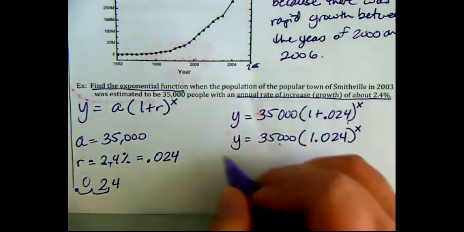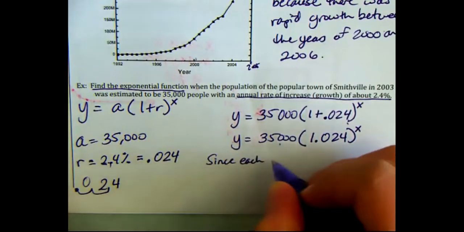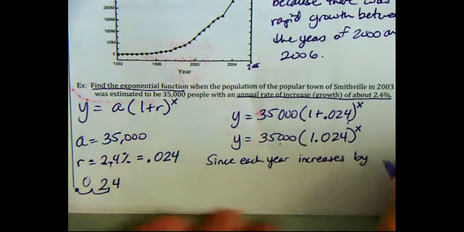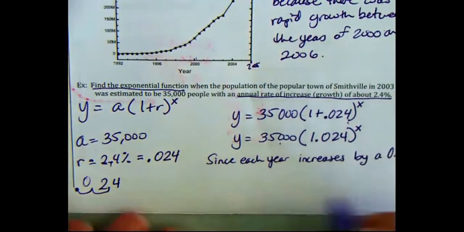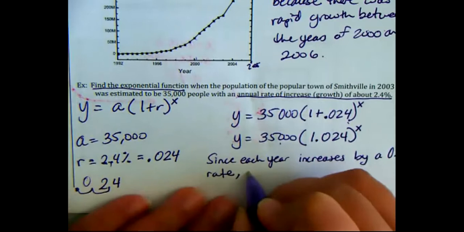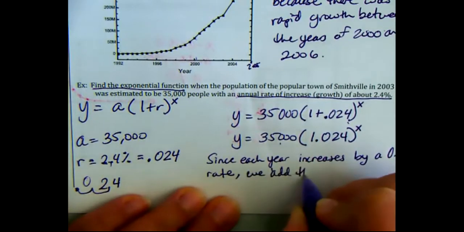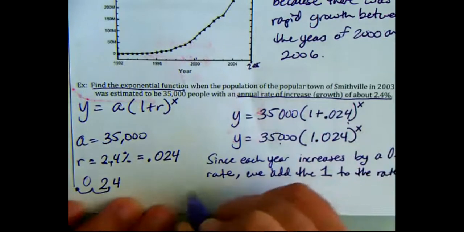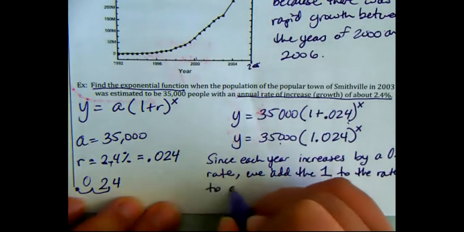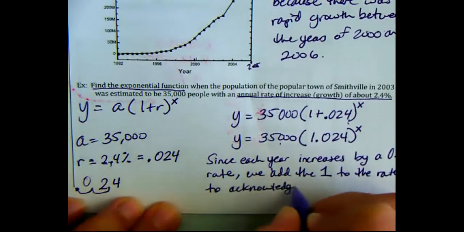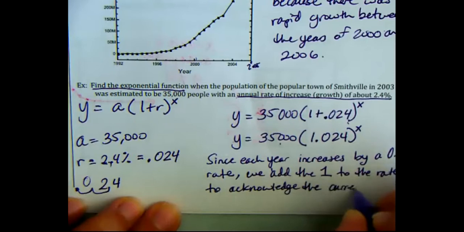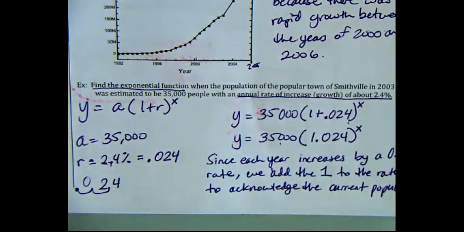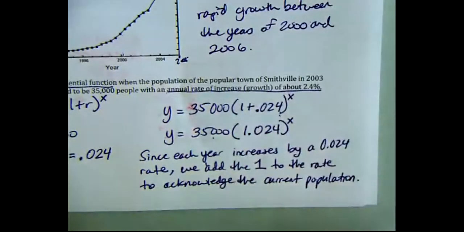So I want to write a little something. Since each year increases by a 0.024 rate, we add the 1 to the rate to acknowledge the current population. So my apologies. Here you go.